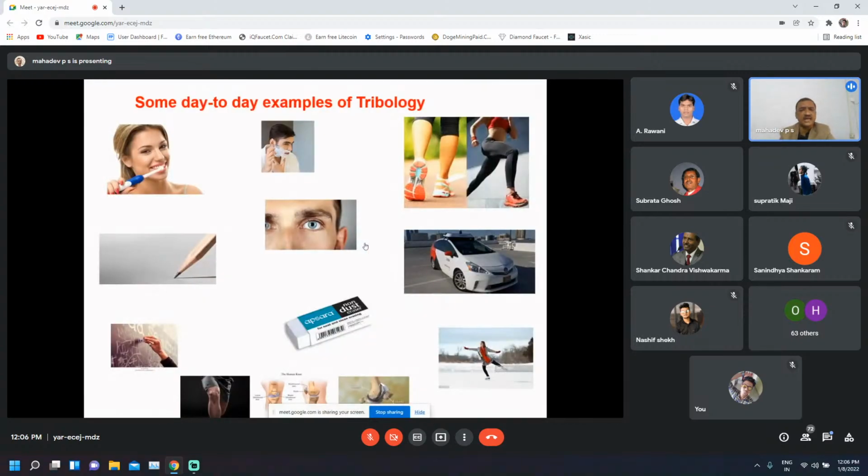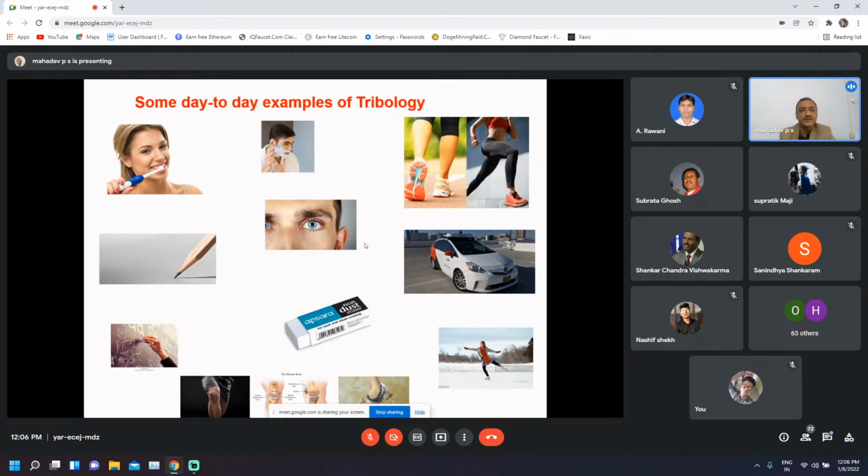If you look at this slide, you can see some simple day-to-day examples of tribology. From morning, after we get up, till night when we go to bed, we can find very simple applications of tribology involving wear, friction, and lubrication. When we brush our teeth with the help of toothpaste using a brush, tribology comes into play. The toothpaste acts like a lubricant between the surface of the brush and the teeth. So it cleans our teeth.